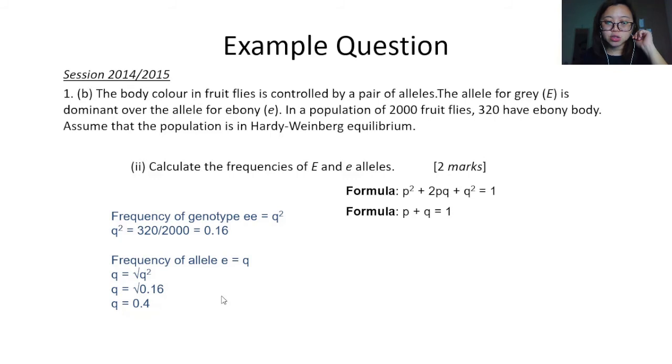Kita ada sudah 1 marka untuk 1 bahagian. Frequency of allele E is equal to 0.4.